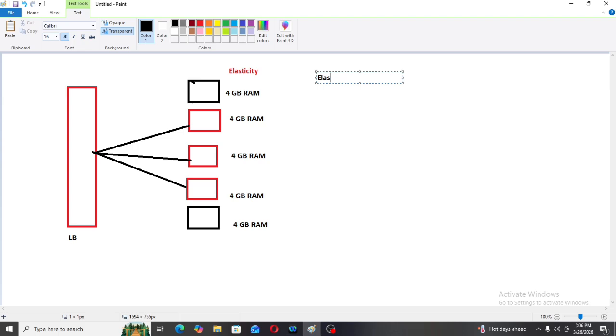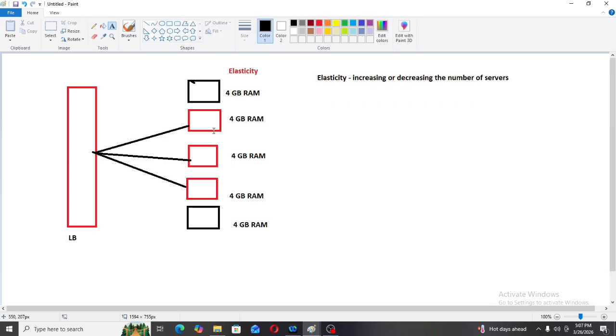What is elasticity? Elasticity means increasing or decreasing the number of servers. On Friday there was a sale for this Flipkart application, so we increased the servers. And on Saturday there was no load on these servers, so we decreased them. So what is elasticity? Elasticity means increasing or decreasing the number of servers.